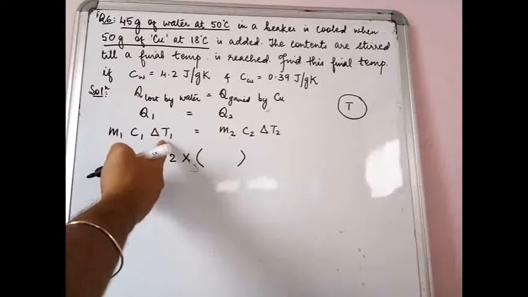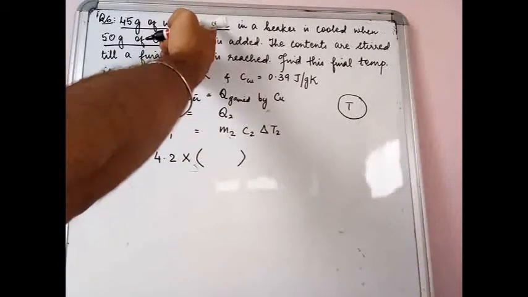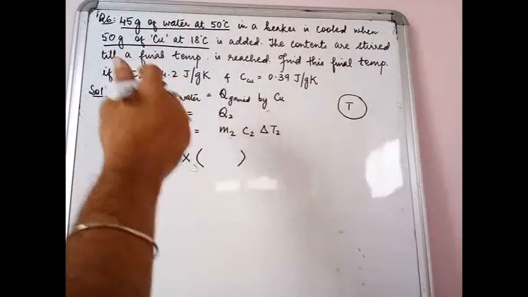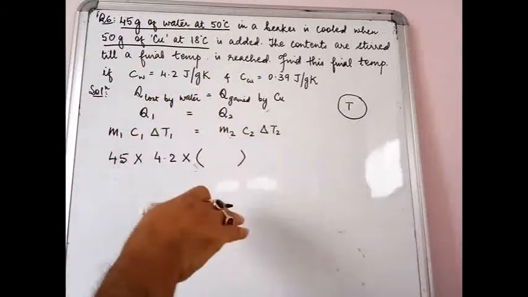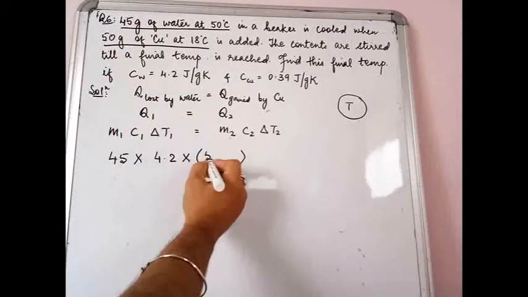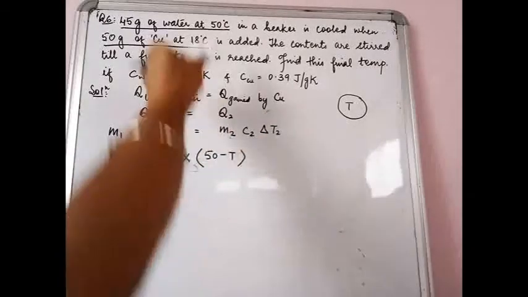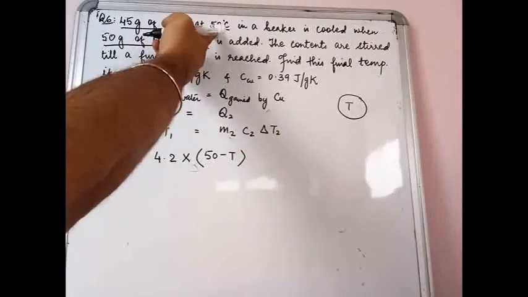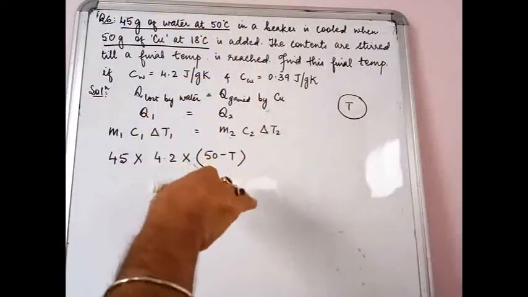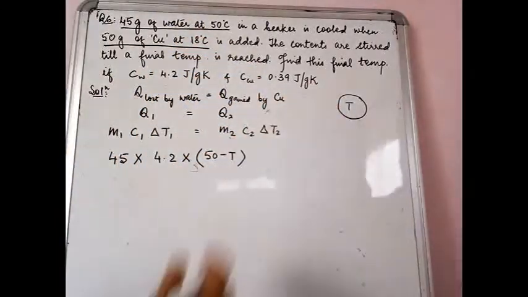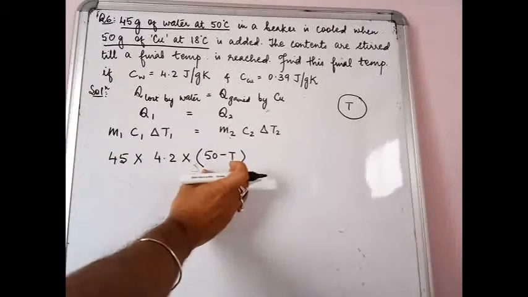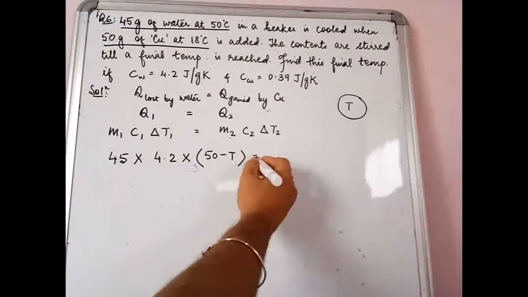temperature of water. Since water was at a higher temperature, after losing heat its temperature will come down, so the change will be 50 minus T, because earlier temperature of water was 50. When its temperature will fall, it will settle at T, because we have assumed the final temperature to be T. So the change in temperature will be 50 minus T for water.